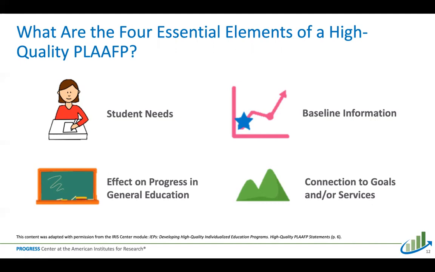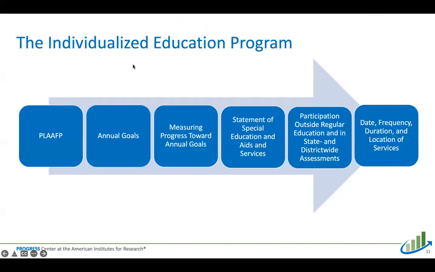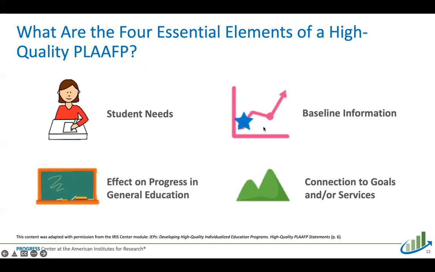IDEA regulations do not really specify the exact structure of the PLAAFP, but the IEP team can begin the process of developing that really high quality PLAAFP statement by focusing on these 4 essential elements: the student needs, the effect on progress in general education. Whoop. My computer is not behaving today. The baseline information, the connection to goals or services.